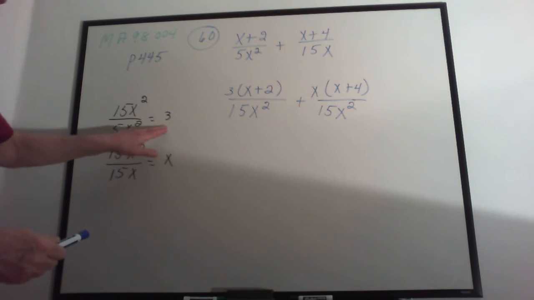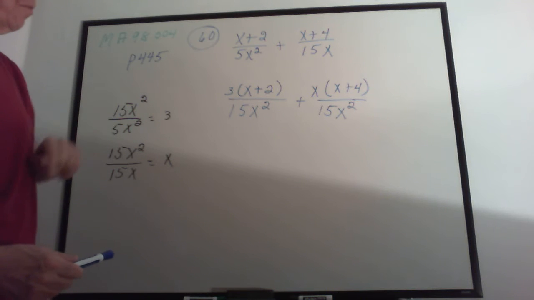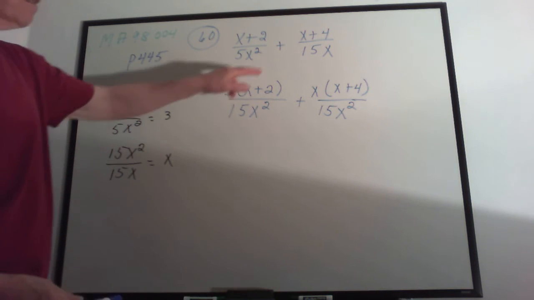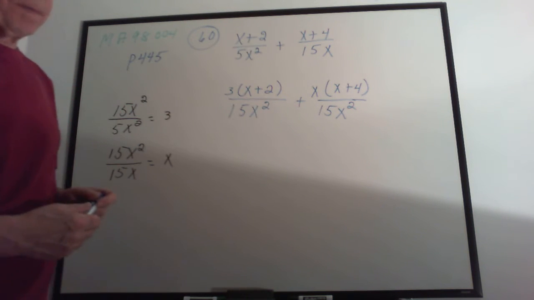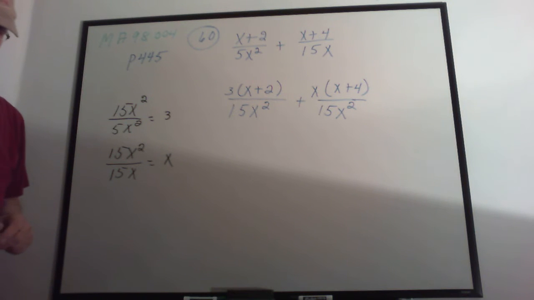So I take the 3 and I multiply the x plus 2 by 3. And I take the x and I multiply the x times the x plus 4. And this process is no different than what you do in arithmetic in 4th, 5th, 6th, 7th grade.